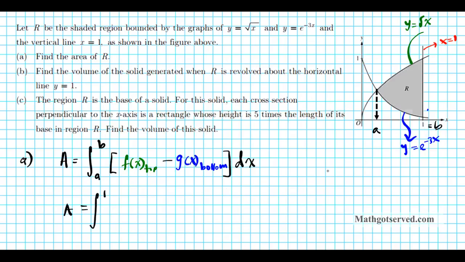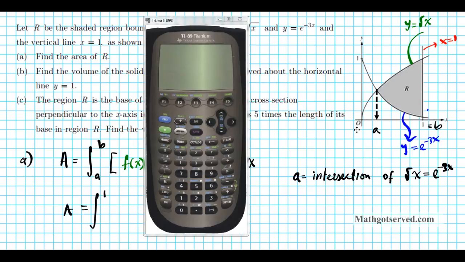So what is A? So A is basically the intersection of the two functions. All right, so A is basically the intersection of square root of x equals e to the negative 3x. So wherever they intersect, the x coordinate will be our A. All right, so let's go ahead and find that. We can use a calculator for this part. There are two ways you can find the intersection. You can do it graphically, or you can do it from the home screen.